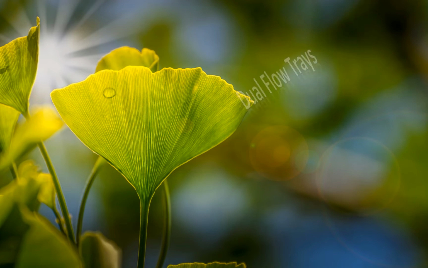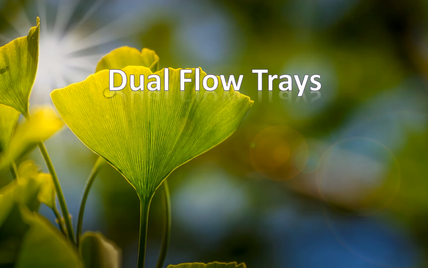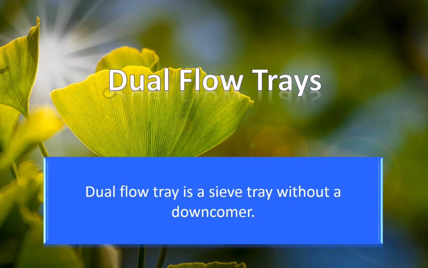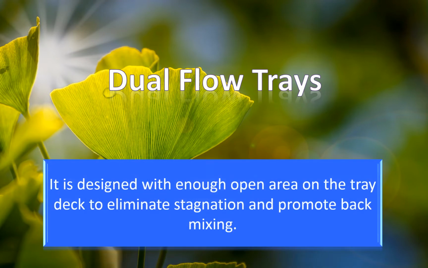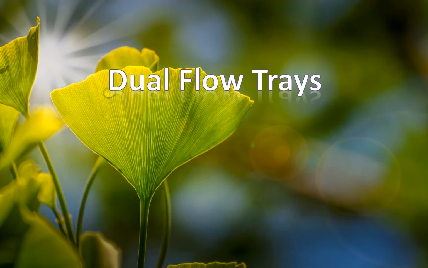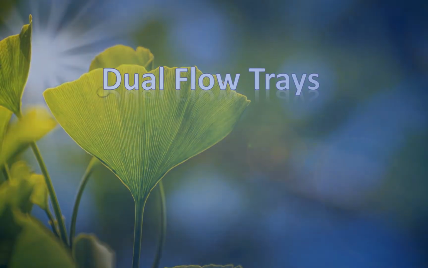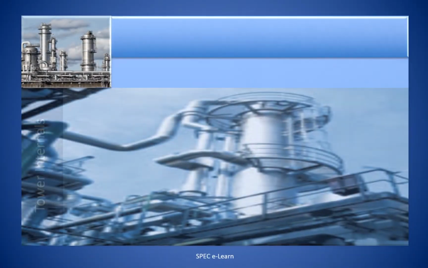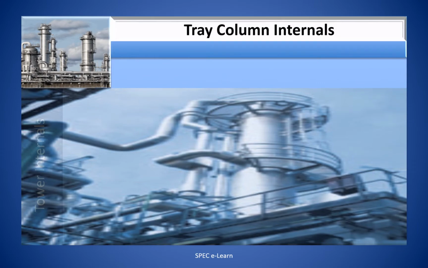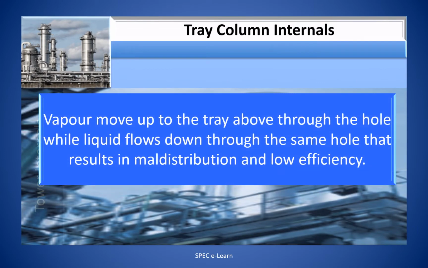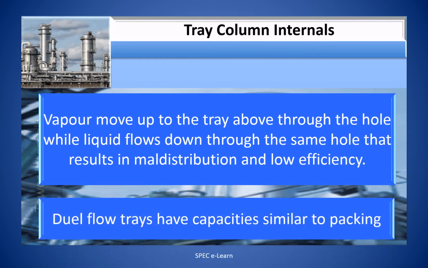Dual flow trays. A dual flow tray is a sieve tray without a downcomer. It is designed with enough open area on the tray deck to eliminate stagnation and promote backmixing. Vapor moves up to the tray above through the hole while liquid flows down through the same hole. That results in more maldistribution and low efficiency. Dual flow trays have capacities similar to packing.